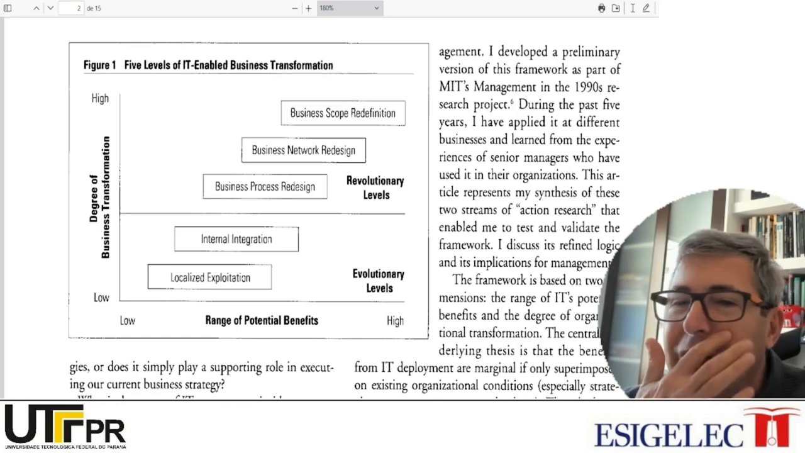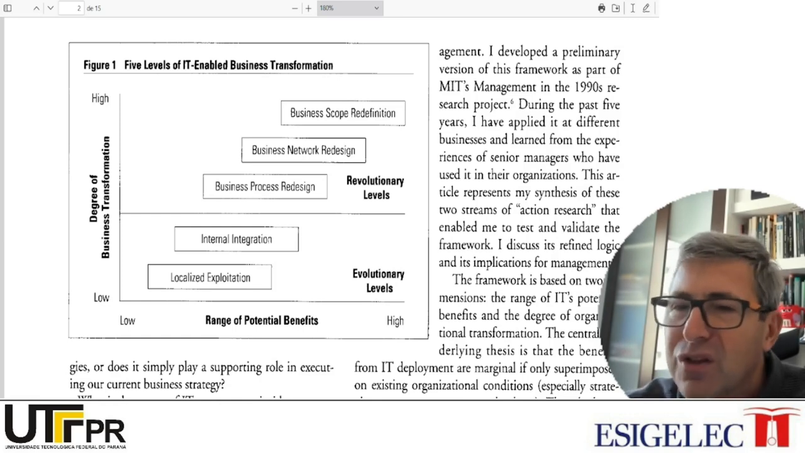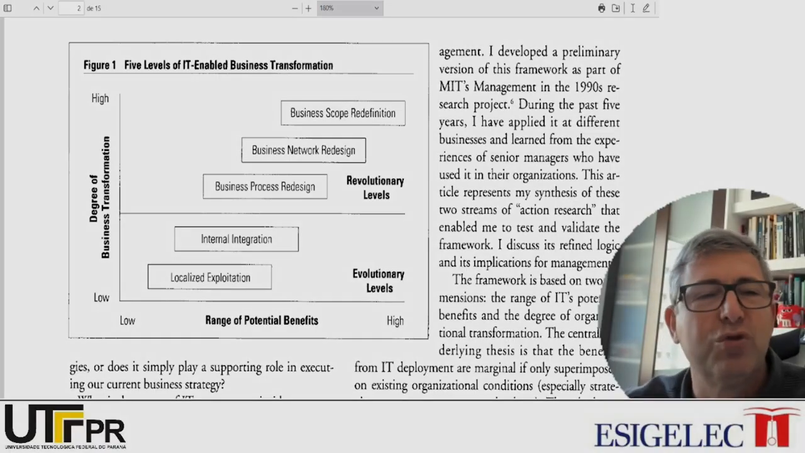I think that it expresses the truth of what most organizations should do with respect to the use of a new IT technology. But I find these revolutionary levels very difficult to implement. It's tough to do these revolutionary levels inside an organization. And although I love this model, 25 years later, it's sort of comfortable for me to say, I do think that all these revolutionary levels happen. Many times they do not happen inside the organization.